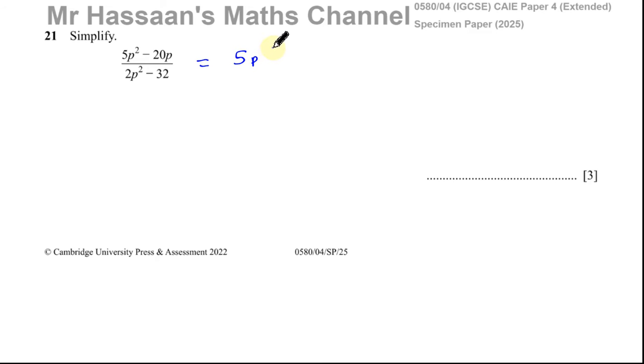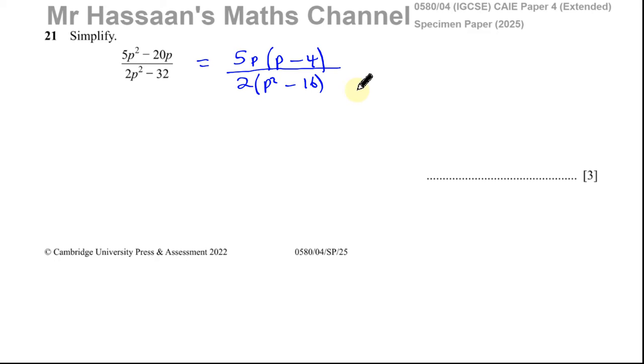So you have 5p outside, and then you write inside what you multiply by to end up with 5p squared. So 5p times p gives you 5p squared, and 5p times negative 4 gives me negative 20p. So that's factorizing the numerator, and we do the same thing to the denominator. In the denominator, the highest common factor here is 2. And then you've got brackets, and you've got p squared minus 16.